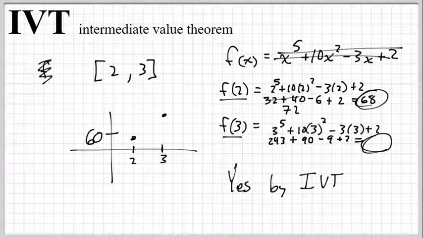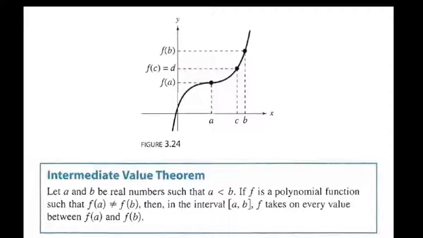That's all it says. Here it is looking official. Here's the intermediate value theorem. Let a and b be real numbers such that a is less than b. If f is a polynomial function such that f of a and f of b are not equal, then in this interval, and that's important that they don't equal, f takes on every value between f of a and f of b. That's what I said with you guys. Remember? I drew the same picture. That's crazy.